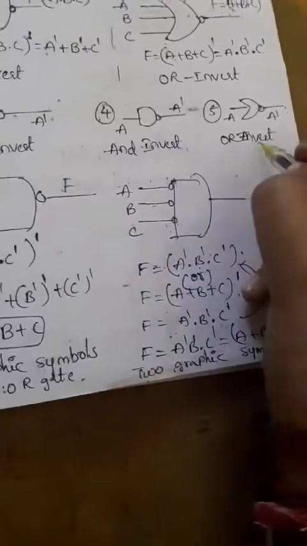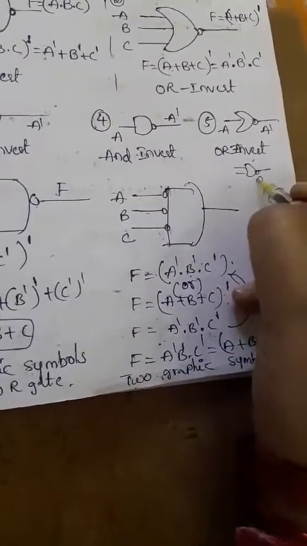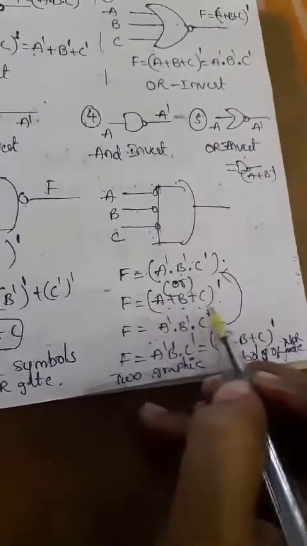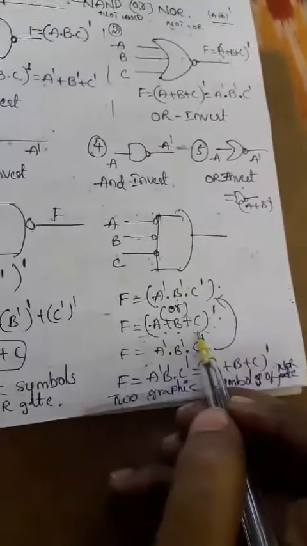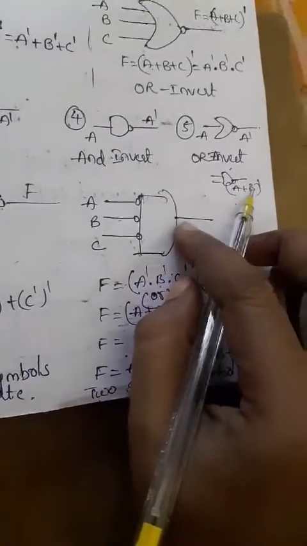So what is the NOR gate expression generally? The NOR function is nothing but (a + b) whole complement. So here also, check it: (a + b + c) complement. For these three variables the function becomes like this, and for two variables the function becomes like this.